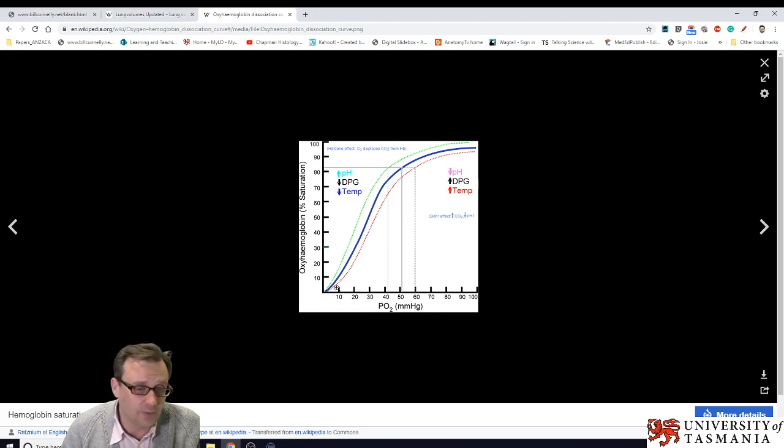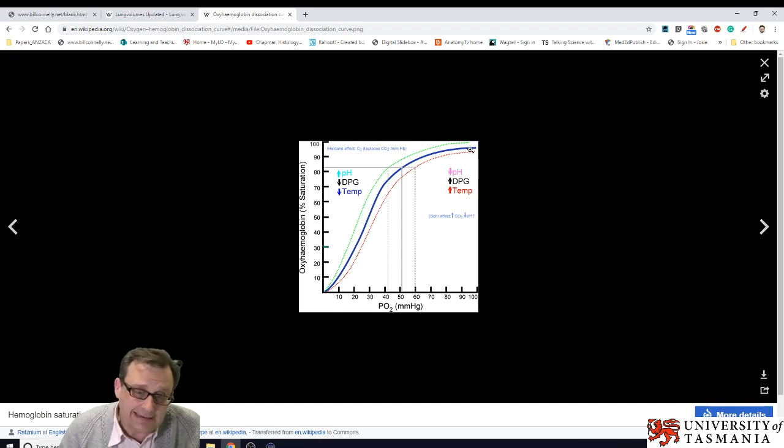But if we're looking at just a normal situation where none of those things have really changed very much, what's this curve saying? Well, it's saying that at a partial pressure of oxygen of 100 millimeters of mercury, where we have a really high saturated oxygen concentration in the bloodstream, then we have basically as close as we can get to almost 100% of our hemoglobin molecules bound onto oxygen. So all 4 of those binding sites are completely bound onto oxygen.